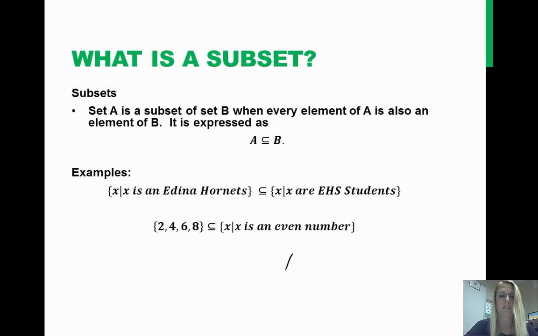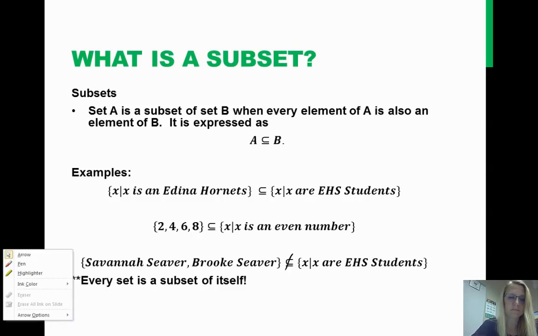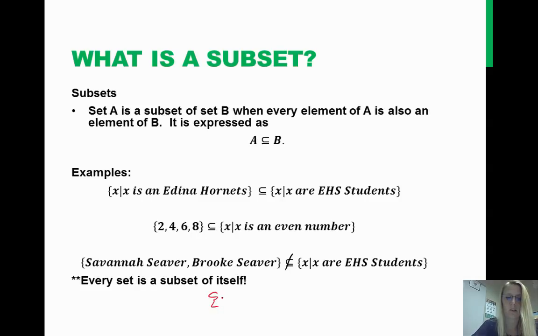{2, 4, 6, 8} is a subset of {x such that x is an even number}. However, my children, Savannah Seaver and Brooke Seaver, are not subsets of Edina High School students. They go to Eden Prairie. Every set is a subset of itself. So if we have {1, 2, 3}, that is also a subset of {1, 2, 3}.